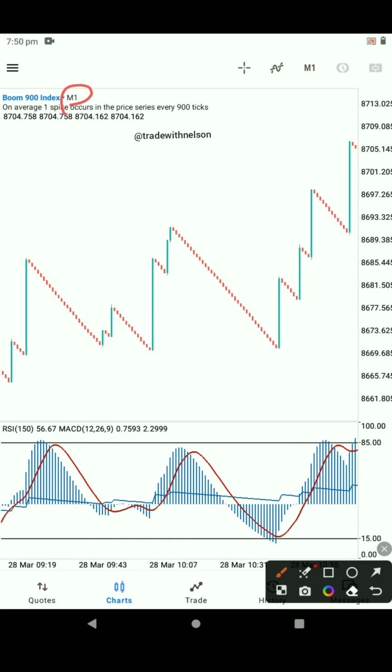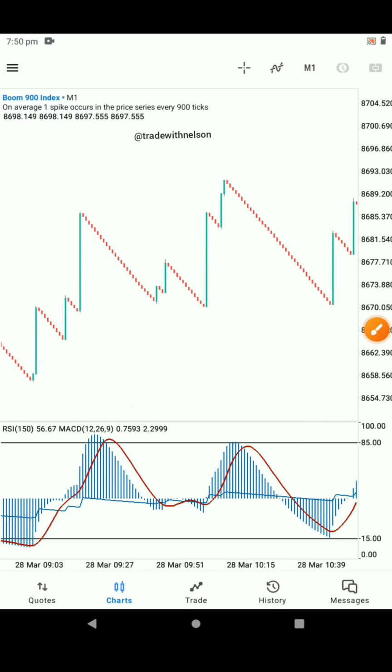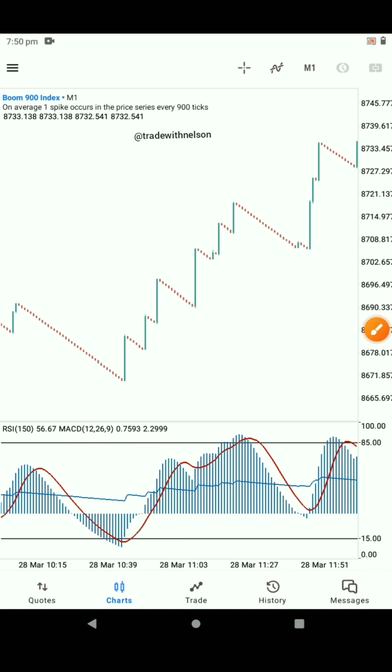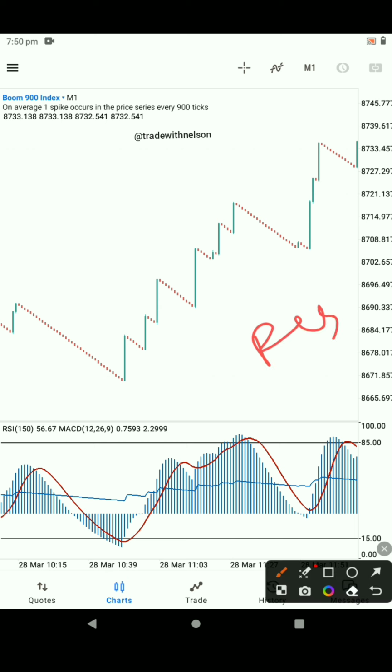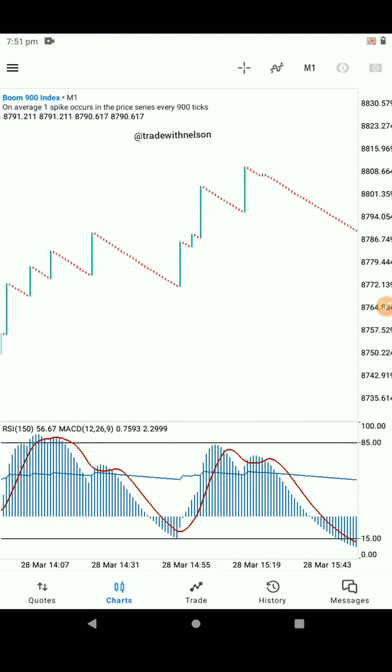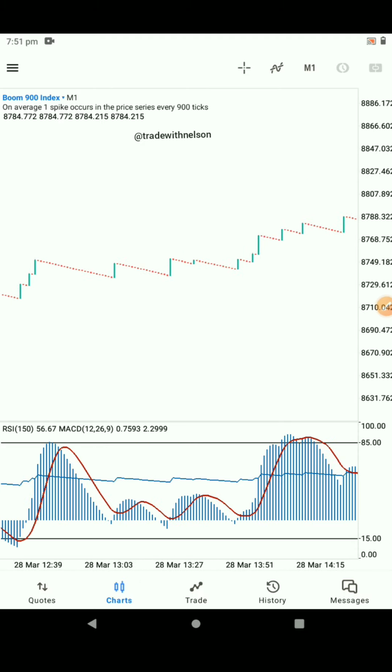This is the 1 minute time frame and this is boom 900. Don't worry, I will show you an example also in the boom and crash 1000. Down here I have just 2 indicators. I have the MACD, which is the moving average convergence divergence, and then we have the relative strength index, which is the RSI. For those who don't understand what divergence is, let me quickly do an introduction about that.